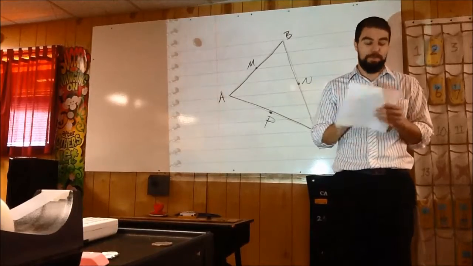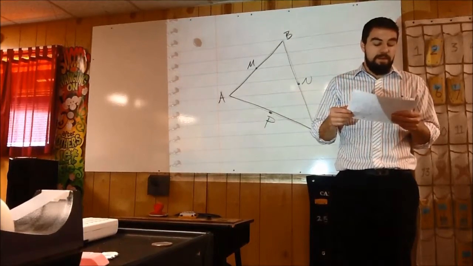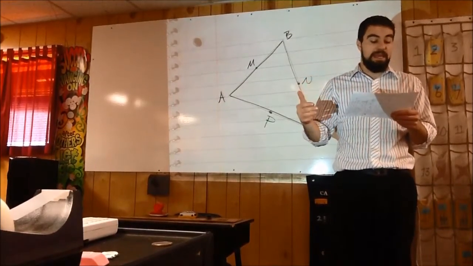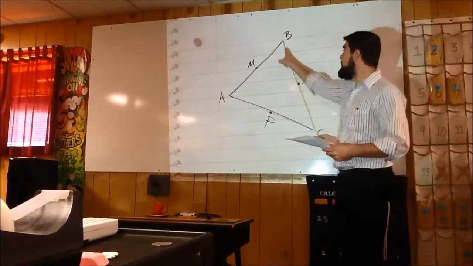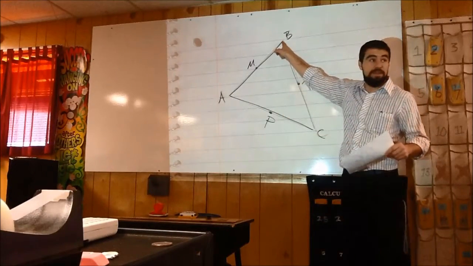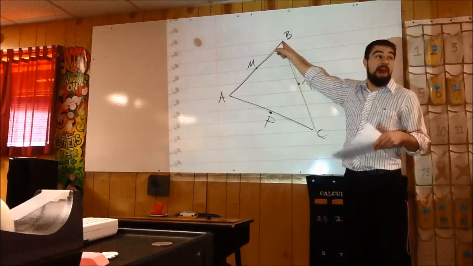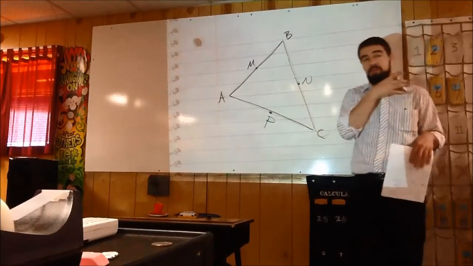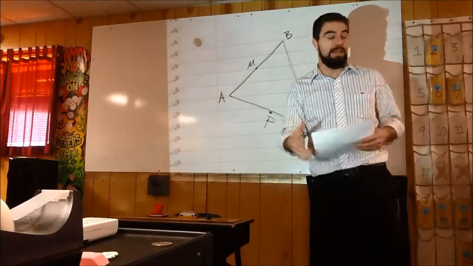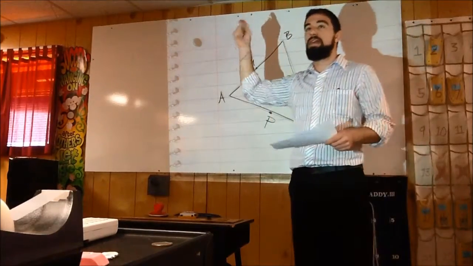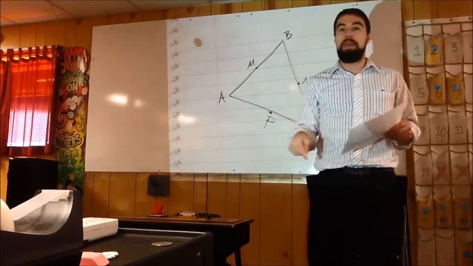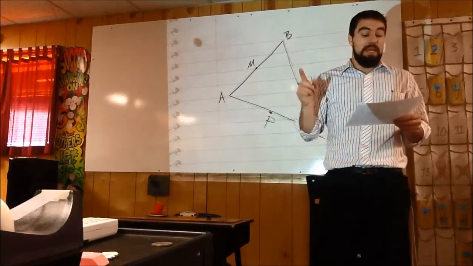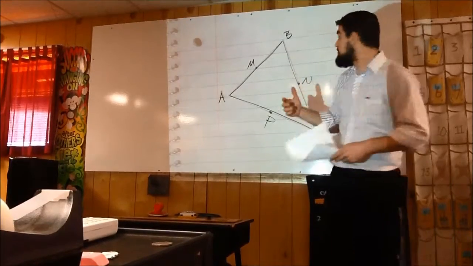Learn and read about them. First off, the definition. A median connects a vertex, so it starts at the vertex and goes to the opposite side's midpoint. That's why I had you locate the midpoints. So that's what a median does. It starts at a vertex and goes to the opposite side's midpoint. Some special things about it.